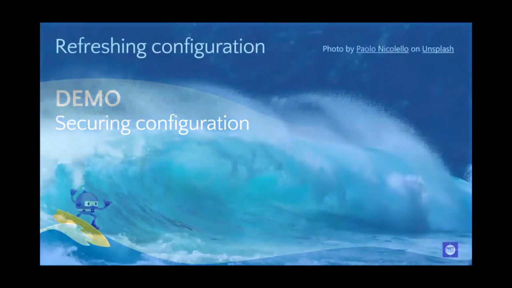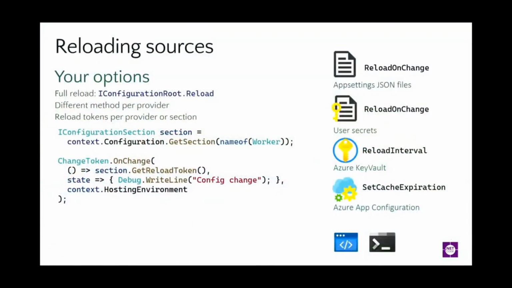In the interest of time, I'll move on. The other thing that I wanted to show is if you have your application running and it's up for a long time, could you do configuration changes while it's running without stopping it and starting it again? Well, it's possible. There are four different options per provider. If you look at the files, they have a reload on change. For Key Vault, you would have a reload interval, a period in which it's being refreshed if it has changed. And in App Configuration, there's a way to expire your cache, so it fetches it again.